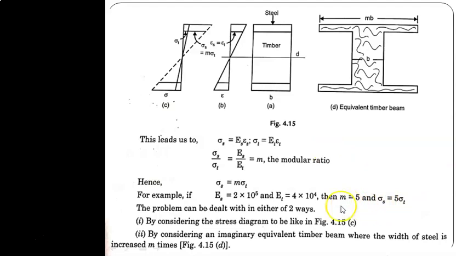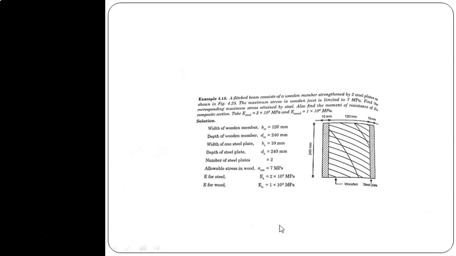So now the problem can be dealt with in either of two ways. One is by considering the stress diagram to be like in figure 4.15c, or by considering an imaginary equivalent timber beam where the width of steel is increased m times. So like that we can find.